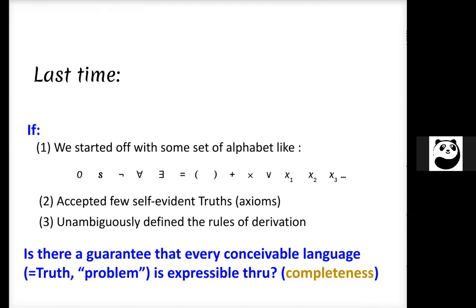And the first major question that we were trying to find an answer for, and mathematicians in general were trying to find an answer for, is: is this language complete? Can this language express every possible true statement out there? And we said that when we say truth or problem or computations, these are all the same thing, basically.